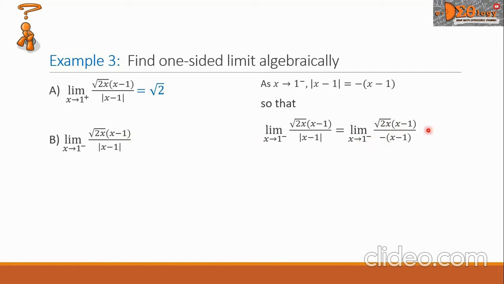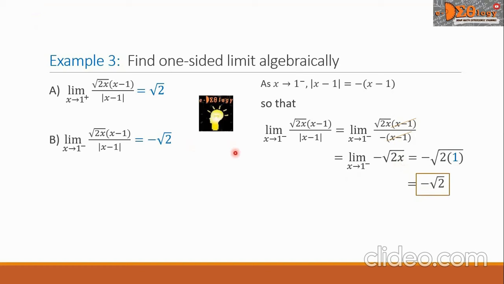We can see here that there is a common factor in the numerator and in the denominator, and that is the x minus 1. So we can cancel those terms. Rewriting our limit again, we write here the limit of the negative of the square root of 2x as x approaches 1 from the left. Evaluating our limit by substituting the value 1 to the x, we have negative of the square root of 2 times 1, and the final answer is negative square root of 2. Let us write this answer opposite problem B. These are the answers for example 3.